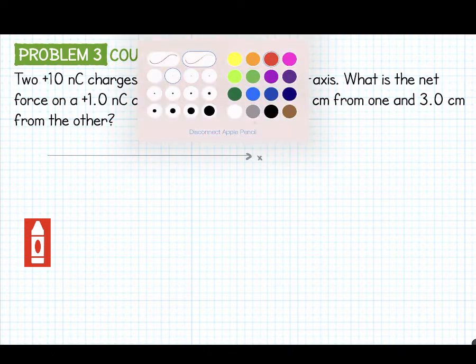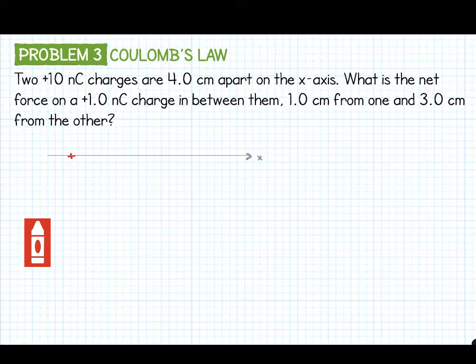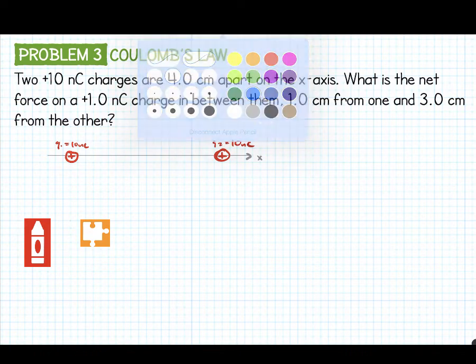All right, we still have our 2 10 nanocoulomb charges, right? And so we'll still call these Q1 equals 10 nanocoulombs and Q2 equals 10 nanocoulombs. But now, instead of one, and they're still 4 centimeters apart, so we can draw that too. Let's see.